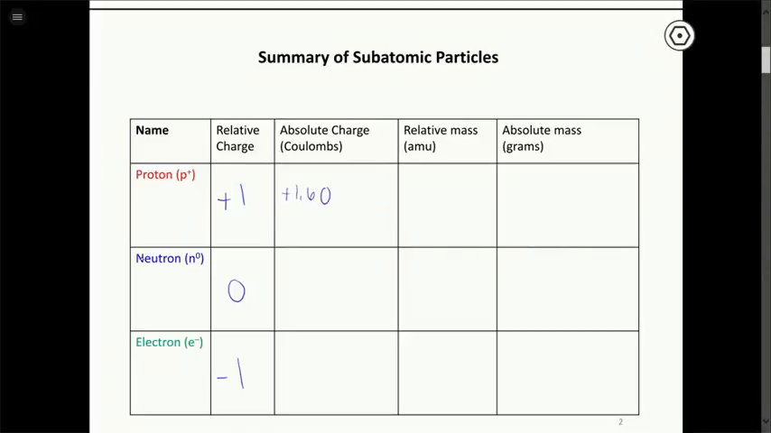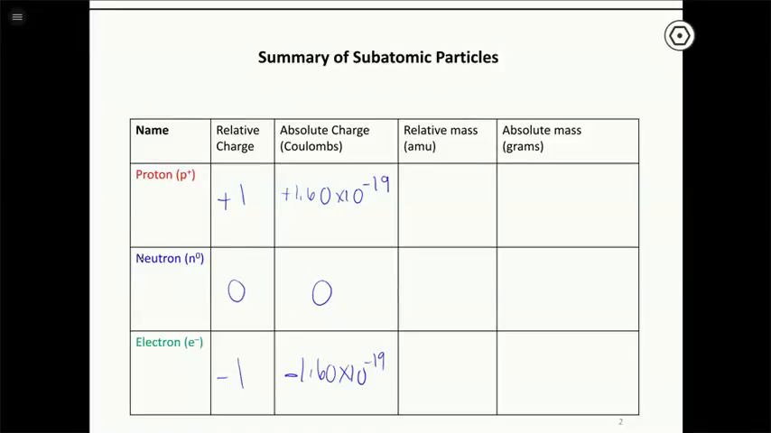1.6 times 10 to the minus 19. Neutron, of course, is 0. It has no charge, and then the electron is exactly opposite of that. So very small in terms of coulombs. These individual particles are tiny. They don't carry a lot of mass or a lot of charge on their own, but when we're talking about collections of substances, we're talking about huge collections of these subatomic particles.